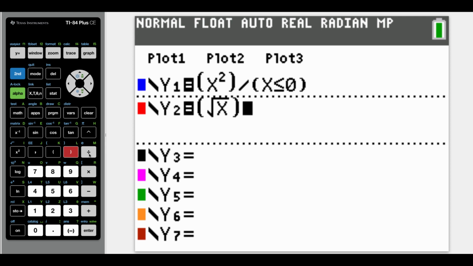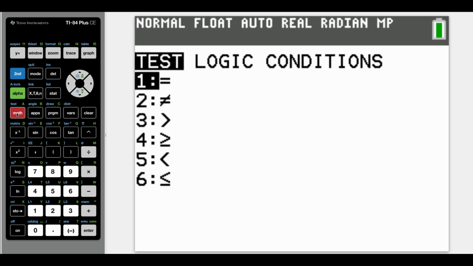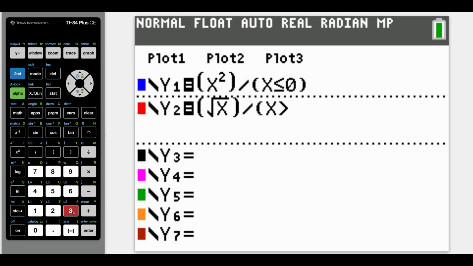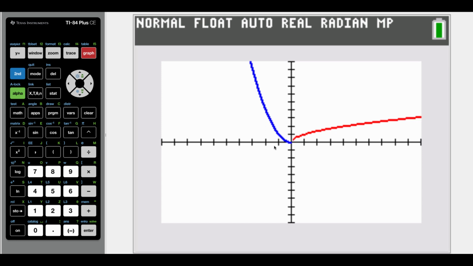Again, hit the division symbol to split the function from its domain, and here we want x values that are greater than 0, so I'm going to hit that second math option again. My greater than symbol is option number 3, and then I want 0, and then if I close up that set of parentheses and hit graph, then it'll also graph out the right hand side, that other piece of our function. That's going to be it for this video.